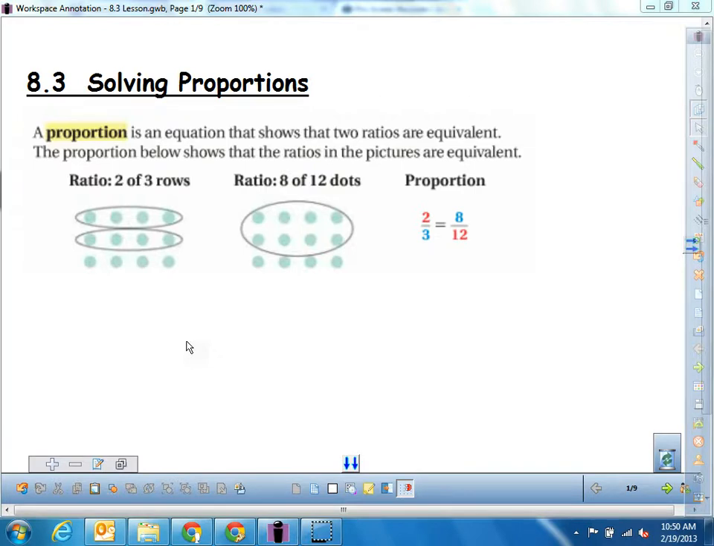what a proportion is. So if we look right here, it tells us that a proportion is just an equation. Remember, an equation has an equal sign that shows that two ratios are equivalent. So the proportion below shows that the ratios of the pictures are equivalent.